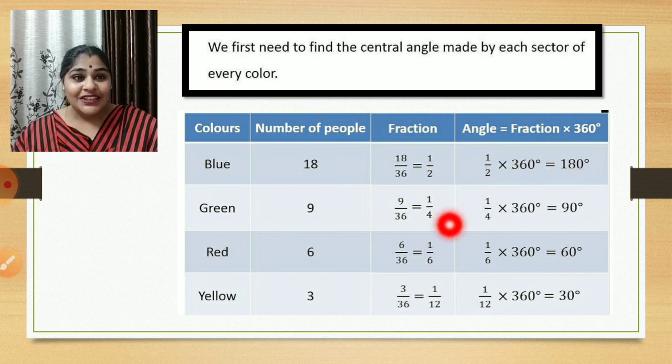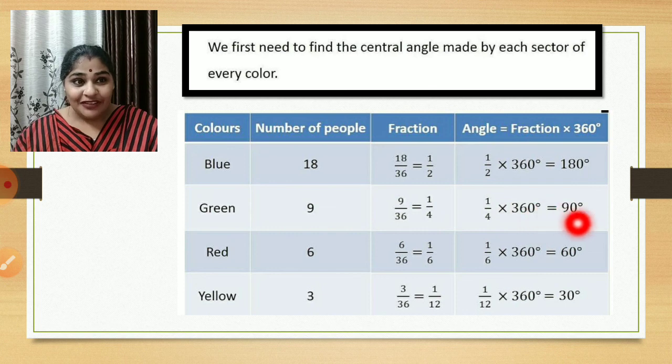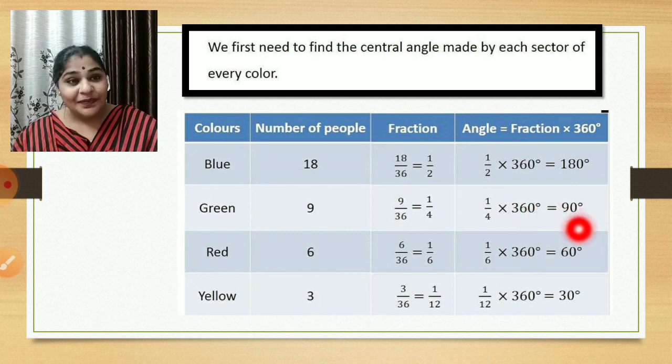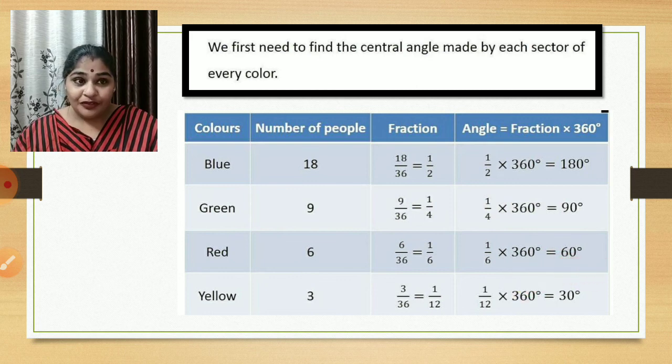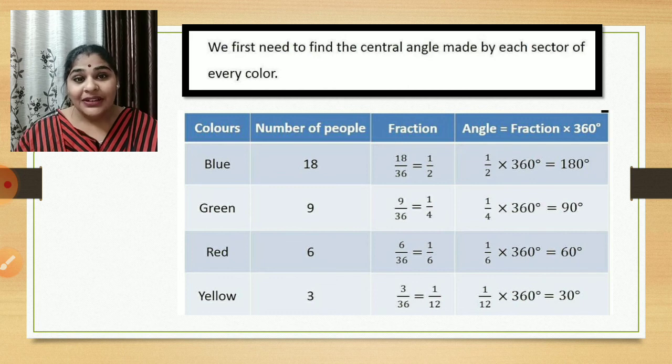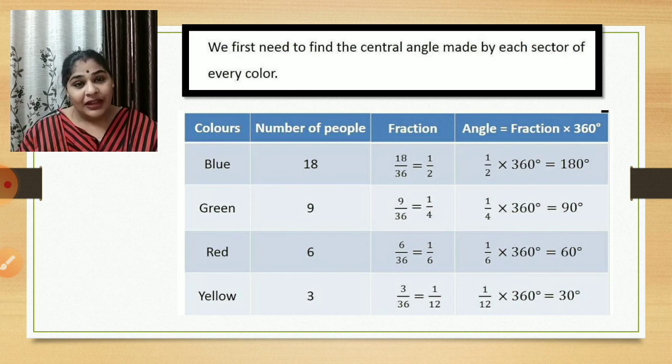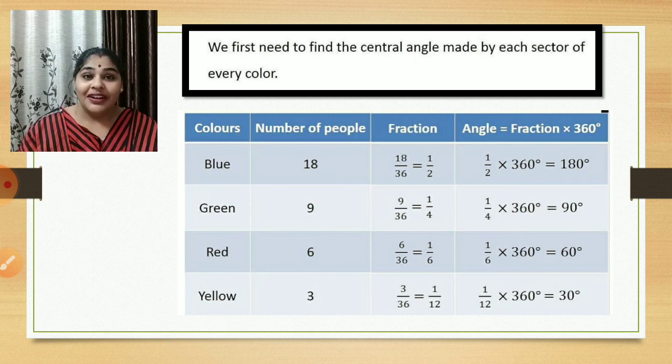Next, 1/4 of 360 degrees will be equal to 90 degrees. 1/6 of 360 degrees will be equal to 60 degrees, and 1 upon 12 of 360 degrees will be equal to 30 degrees. Now once we get the central angle of each sector, children, we will start drawing our pie chart.